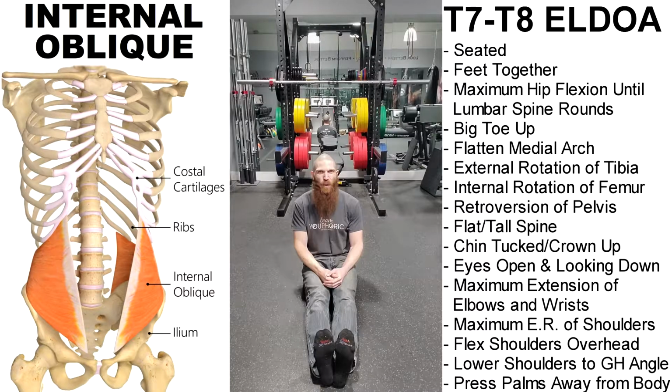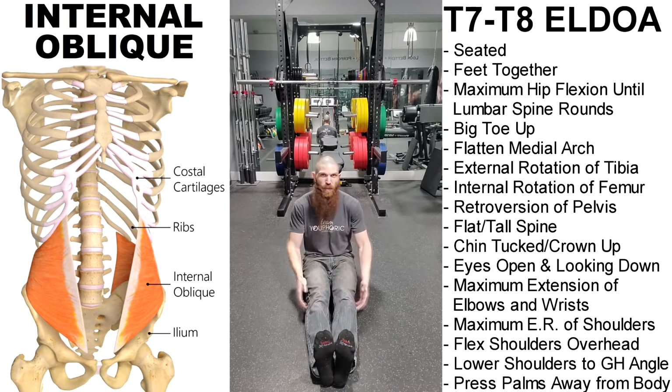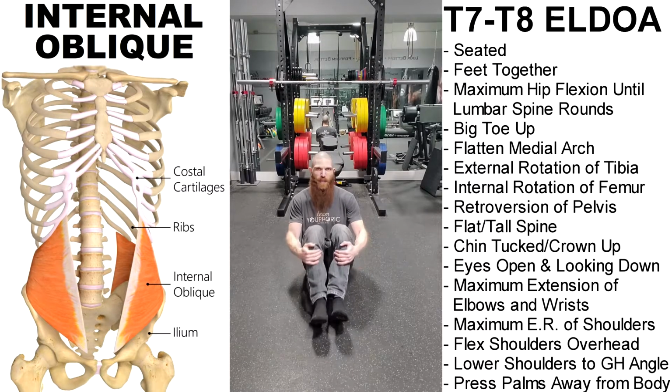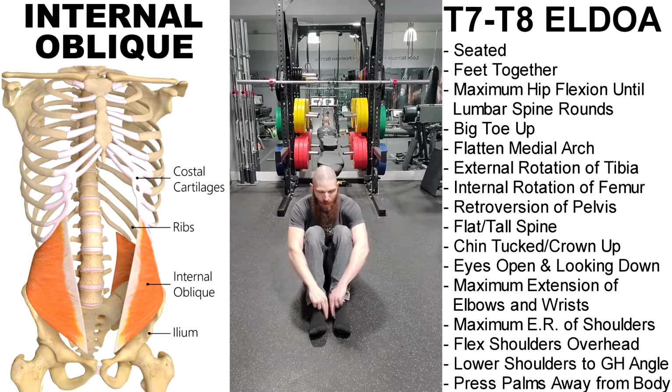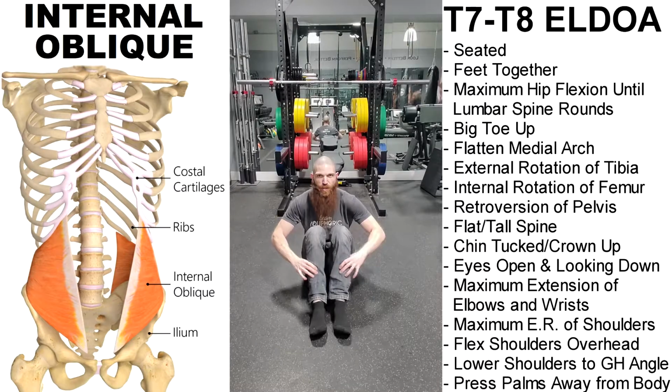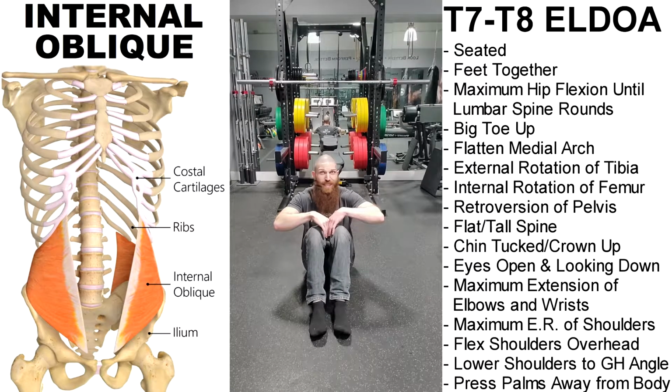For the T7 ELDOA, we're going to be in a seated position. We want the feet together, and we're going to flex the knees as much as we can until the lumbar spine starts to round. As soon as the lumbar spine starts to round, we're going to stop right there. We want to create a lemniscate in the lower body to get maximum myofascial tension in the lower extremity. We're going to do that by raising the big toe up, flattening the medial arch, going into external rotation of tibia, medial rotation of femur. Keep those knees nice and tucked in.